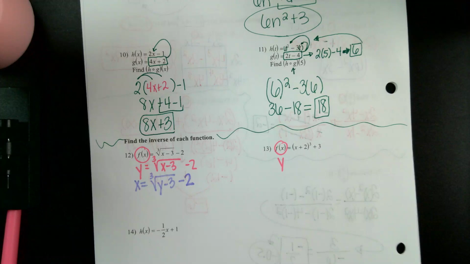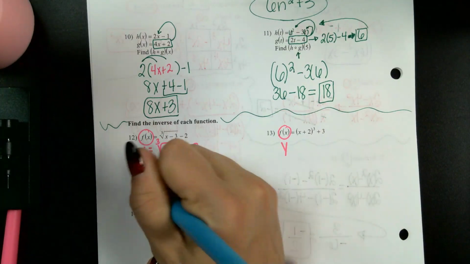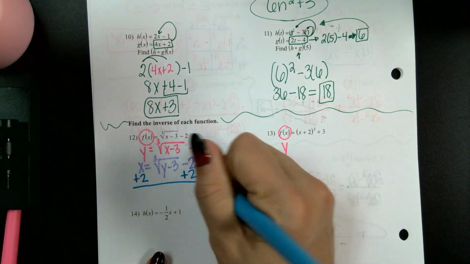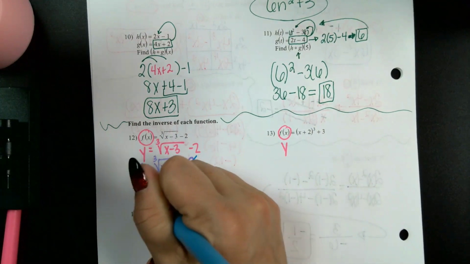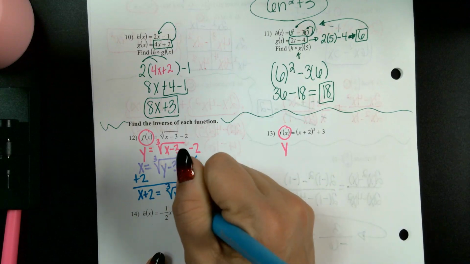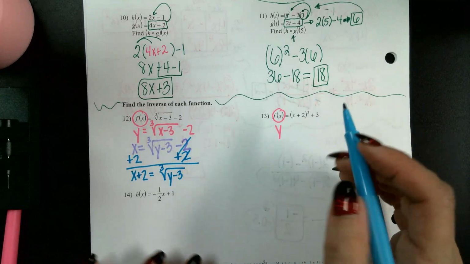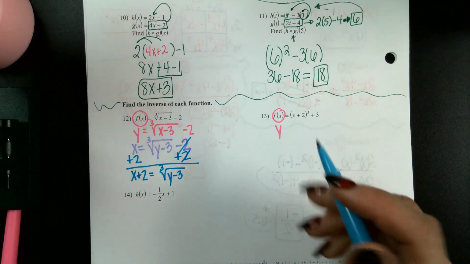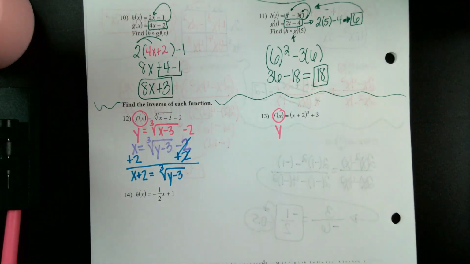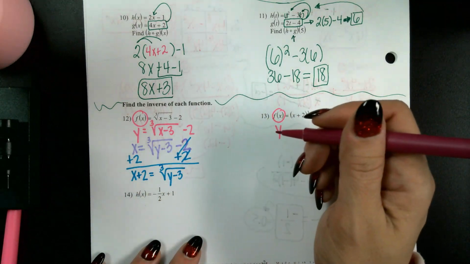So what number can I move? 2. I can go ahead and add 2 to both sides. So I have x plus 2 equals the cubed root of y minus 3. Now we cannot move the -3 because it's under a root. What's the inverse of roots? I just said it. Square root.